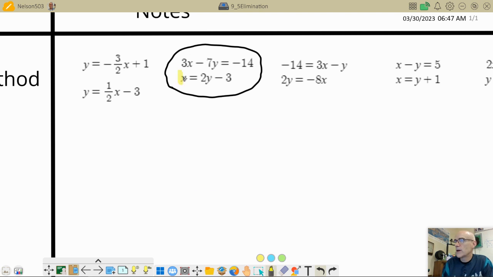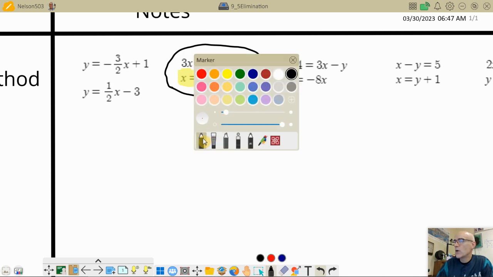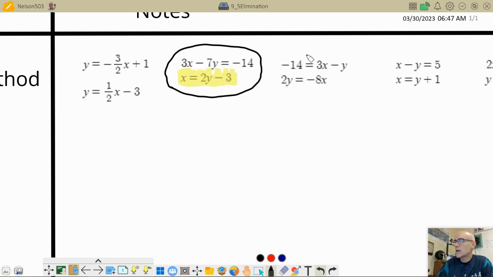Hopefully you can see what I'm pointing at right there. Let's see, I'll highlight this. See, this equation was solved for x. The x is all by itself, which makes it really easy to take 2y minus 3 and substitute in for that x right there. And that's what we have in our notes already. So I'm not going to take a ton of time reviewing that. I'm just telling you, in your notes, you should see something like this.